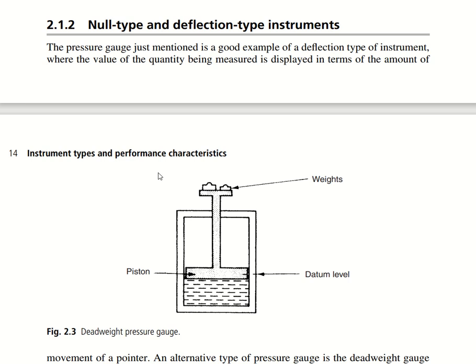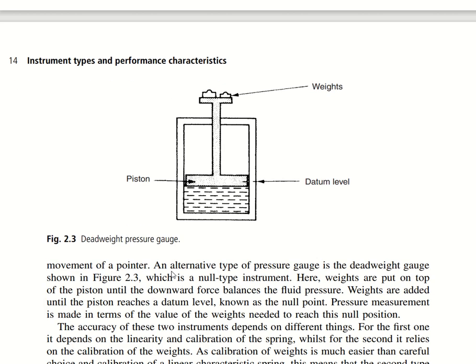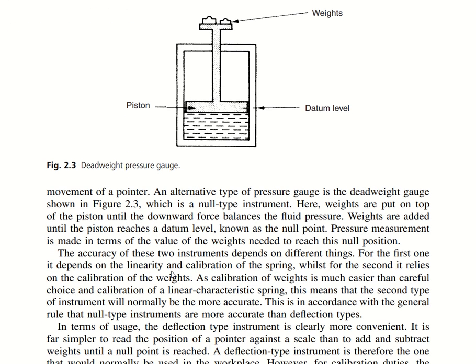Then we have null type and deflection type instruments. The pressure gauge just mentioned is a good example of a deflection type instrument as well, where the value of the quantity being measured is displayed in terms of the amount of movement of a pointer. See, here we have the pointer and piston. An alternate type of pressure gauge is a dead weight gauge.